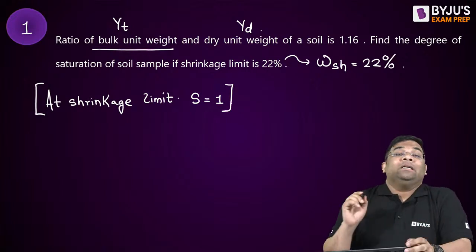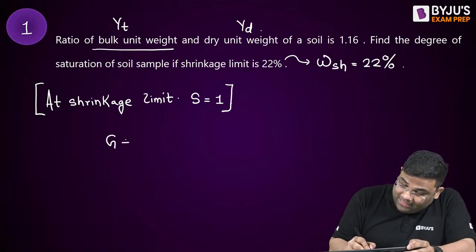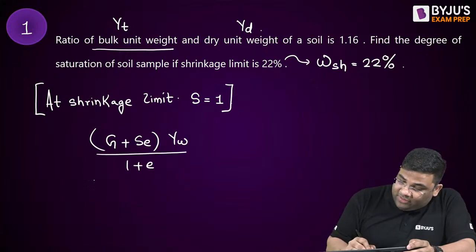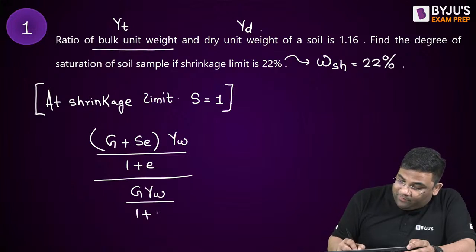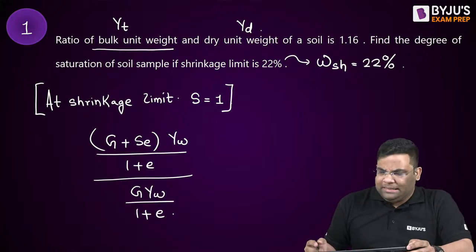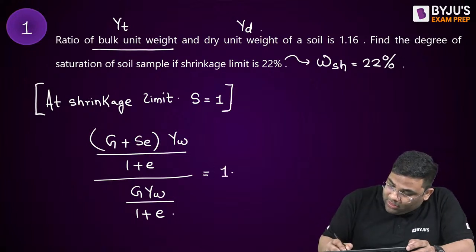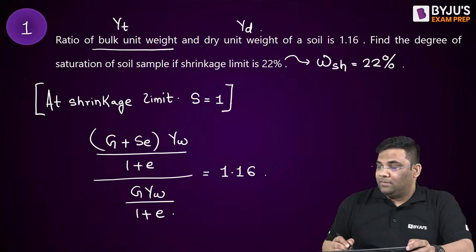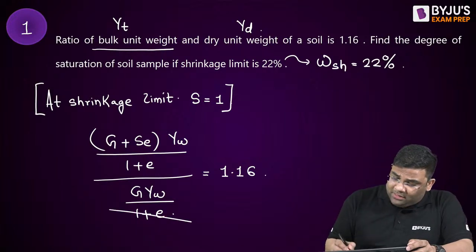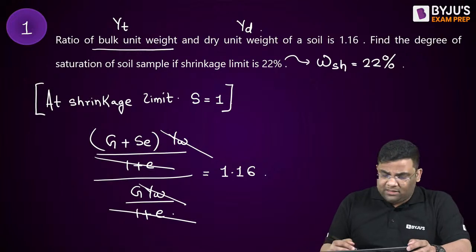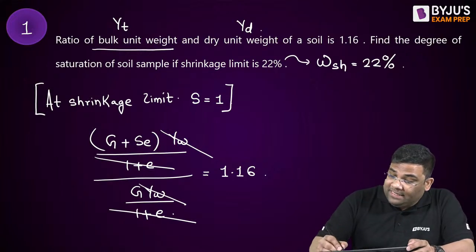Now you see, what is the bulk unit weight formula? It is (G plus S e) gamma w by (1 plus e). And what is the dry unit weight? Dry unit weight is G gamma w by (1 plus e). This is the formula. Now this ratio is given as 1.16. If you take this ratio, the 1 plus e and 1 plus e will get cancelled, gamma w will get cancelled, and then from here I'm getting this ratio as what?